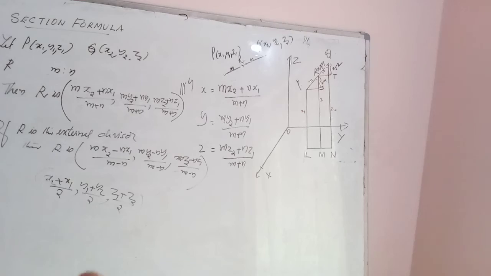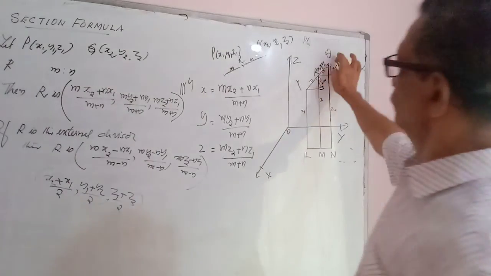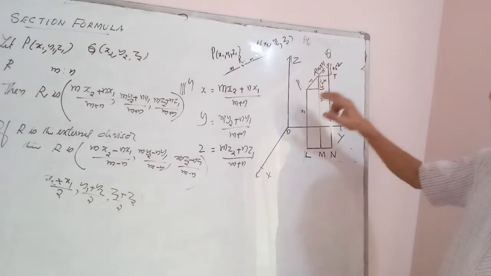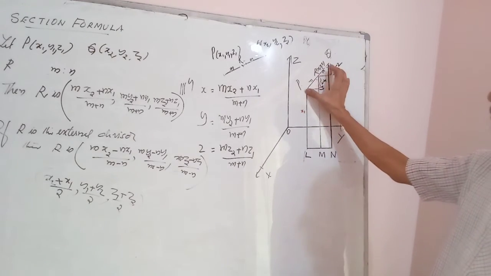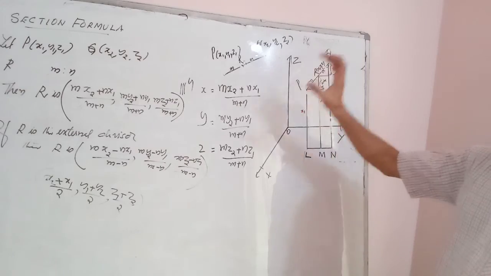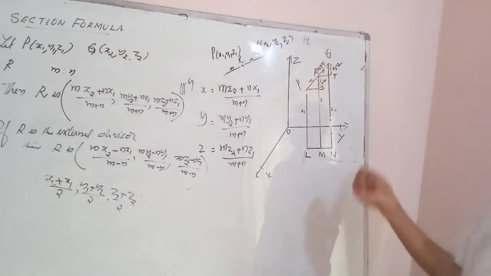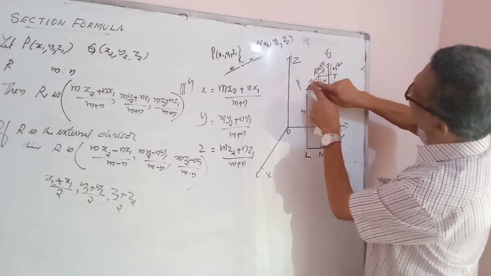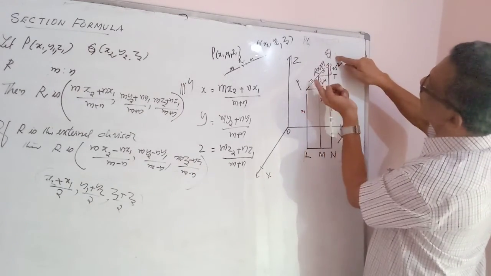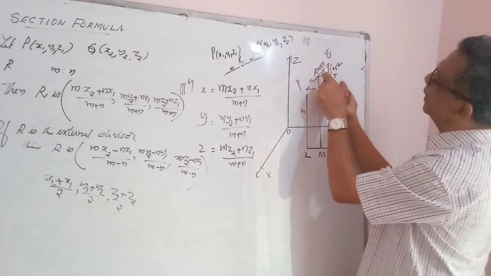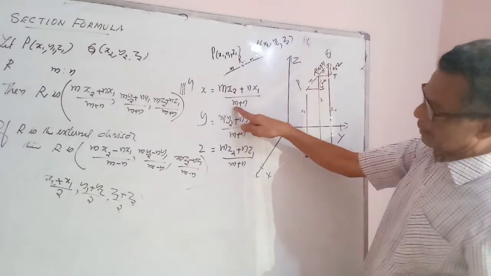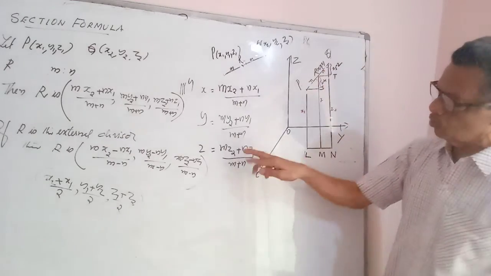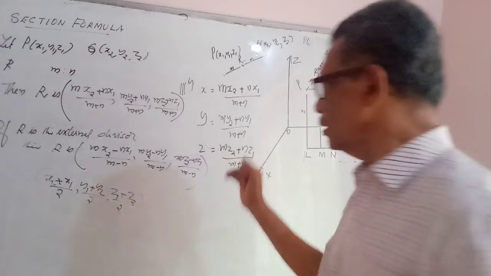You will be given the coordinates of 2 points and you have to find the coordinates of a point which divides the line segment joining P and Q in a particular ratio internally or externally. If it is an internal divisor with ratio m is to n, the x coordinate is m x2 plus n x1 divided by m plus n, and the y coordinate is equal to m y2 plus n y1 divided by m plus n, and the z coordinate is this one.